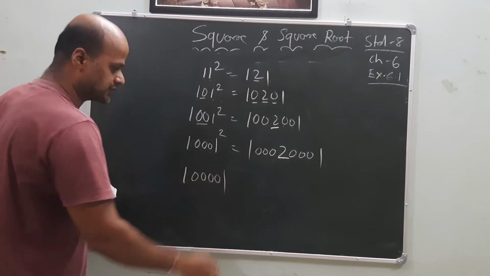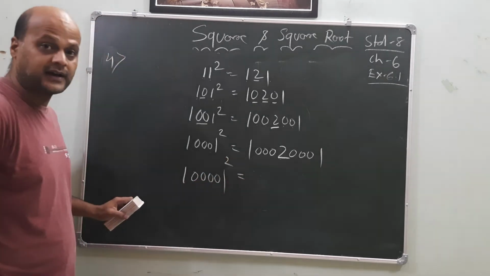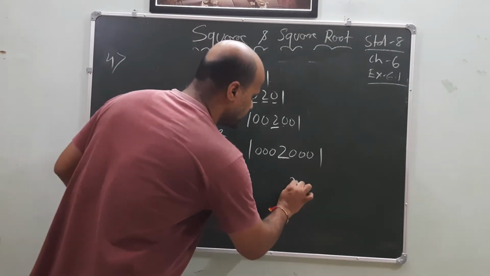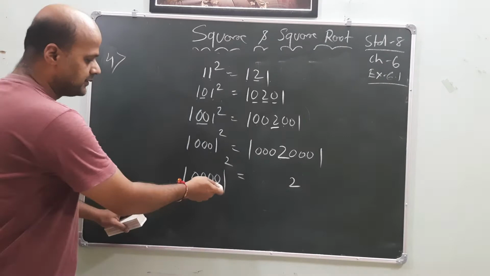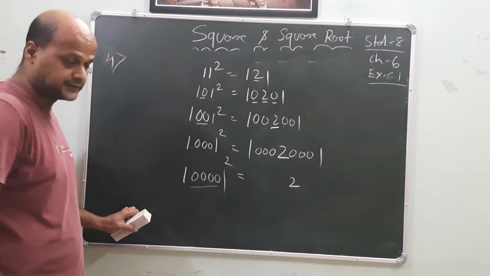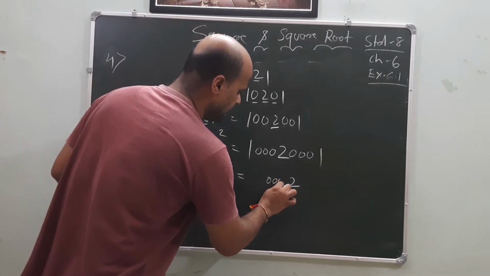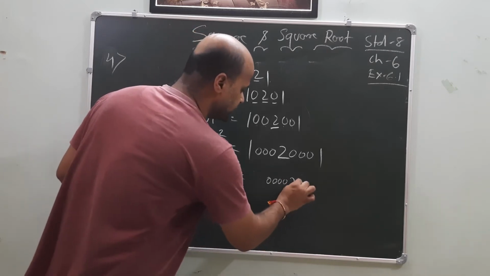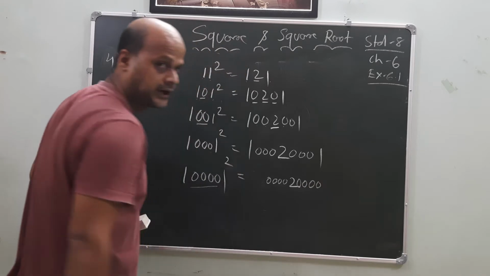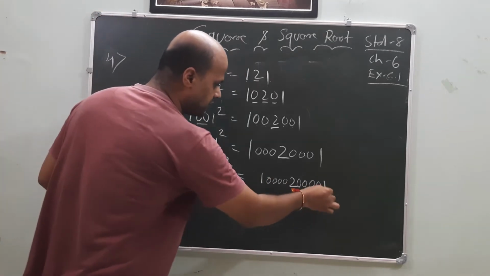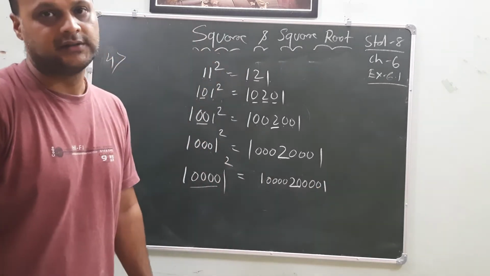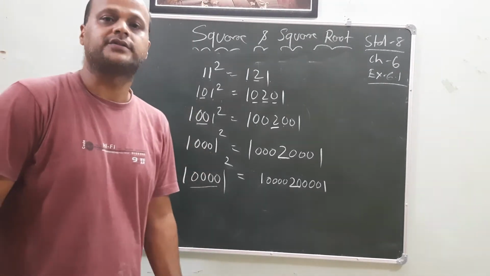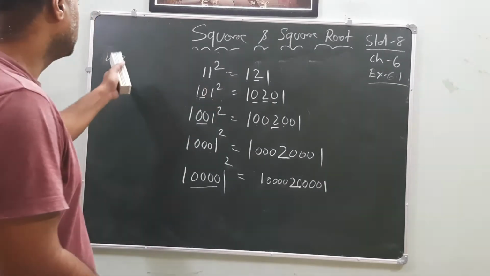How many zeros? 4 zeros. Then what will be the answer? Yes, good. First put the 2 in the center. How many zeros? Count it. 4. Good. Left hand side, how many zeros? 4. Right hand side, how many zeros? 4 zeros. Then after that, what do I have to do? Close the number with 1 and 1 on both sides. So this is the pattern of finding the squares of such numbers. This is the 4th question.